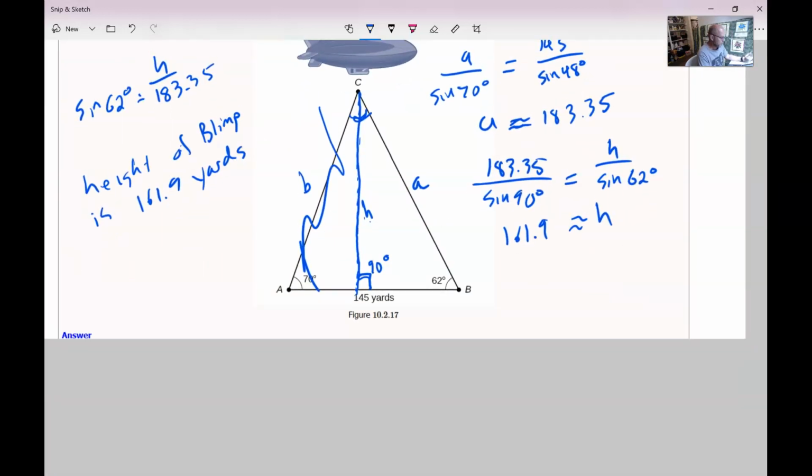Okay, so I think that's enough examples. Again, a lot of these examples I give you, the triangle's already drawn, but you sometimes will have to draw the triangle yourself. But once you get the triangle, put the values in the places that you know, and then figure out whether you can use law of sines or law of cosines or even just right triangle trig.